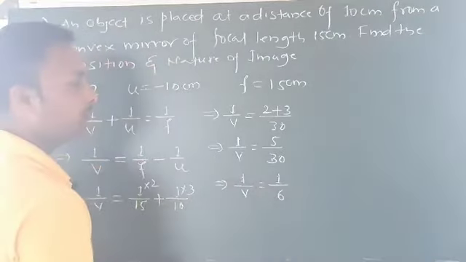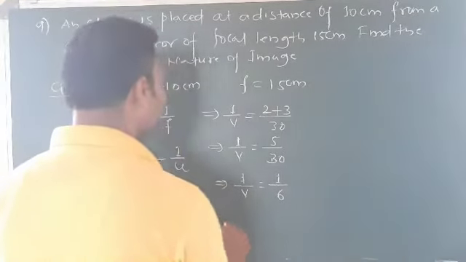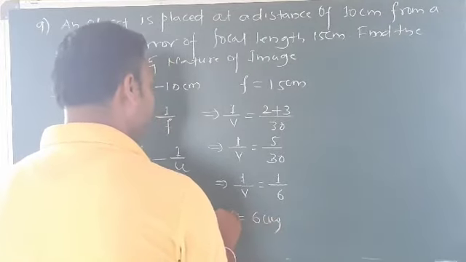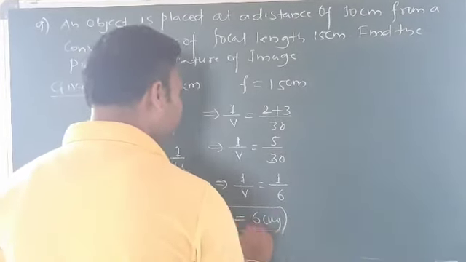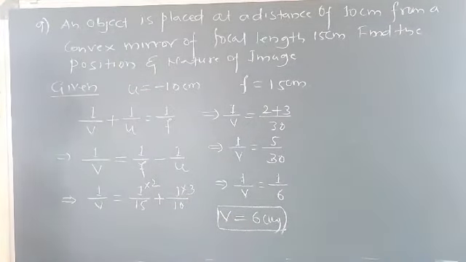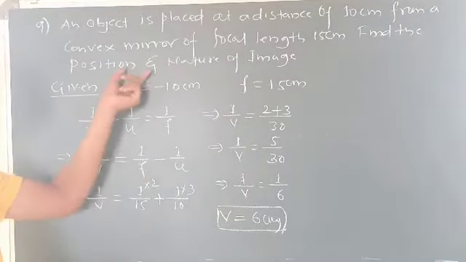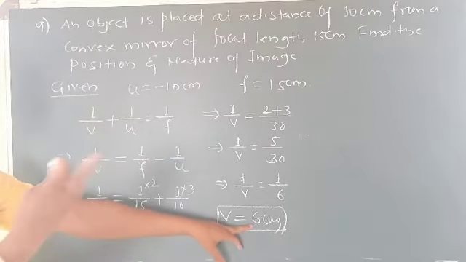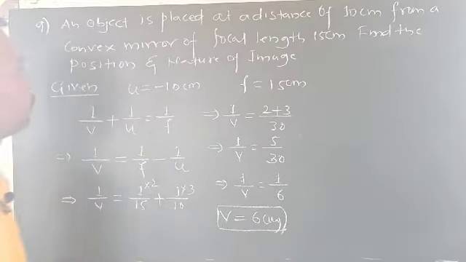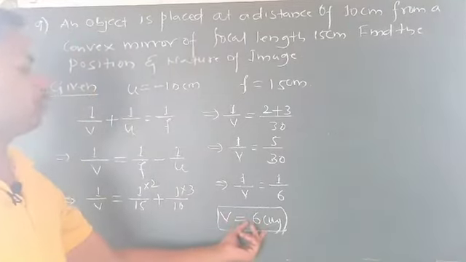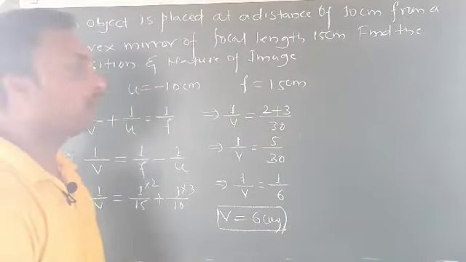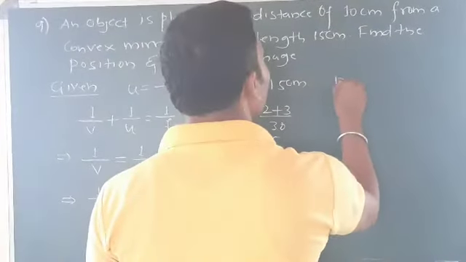5 ones are 5, 5 6s are 30. So v is equal to how much can we say? v is equal to 6 centimeter. Now once we know v is equal to 6 centimeter, find the position and nature of the image. So position, it is positive and greater than 1. So we can say that it is definitely positive, meaning virtual and erect, and the position we can say is behind the mirror.